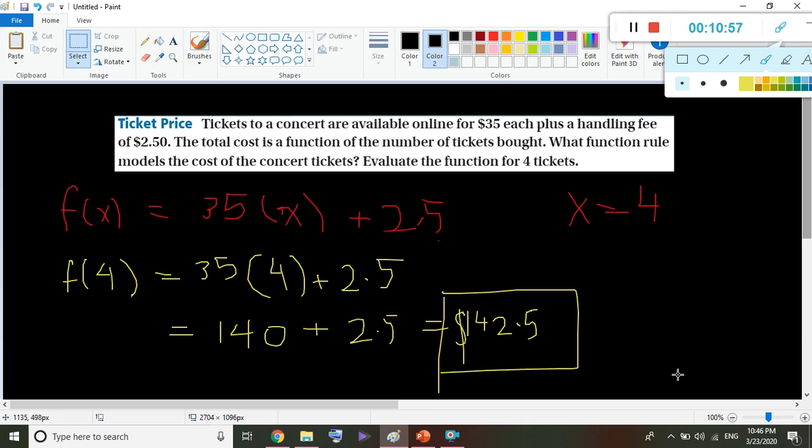So again, here I made an equation based on this word problem. I hope all of you practiced on the word problems, like opening videos, questions from the book, because for each word problem you have to know exactly what they want. So again, they were asking what function rule models the cost of the concert tickets. So they asked for the function first, then they asked us to evaluate the function if we had 4 tickets. We just substituted the 4 in the place of the variable we have here. Let's check our answer.